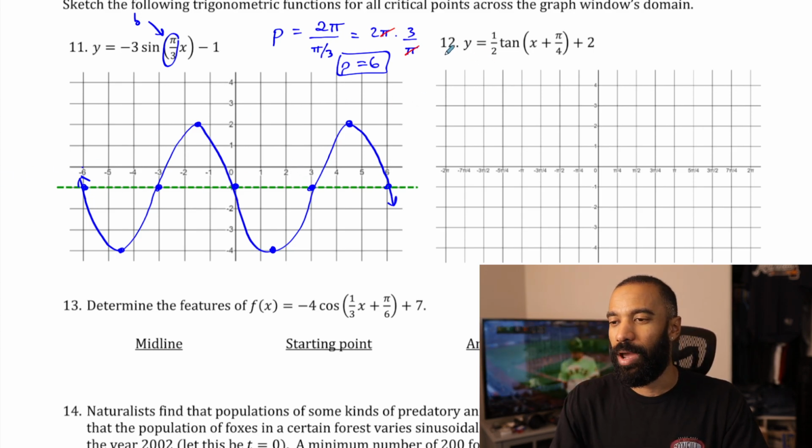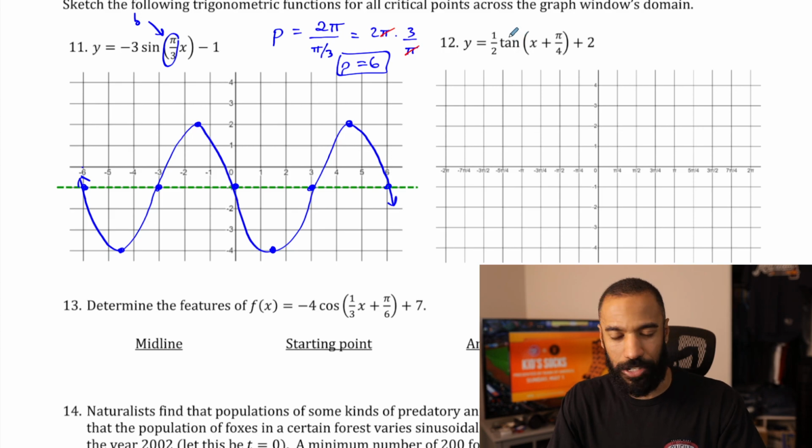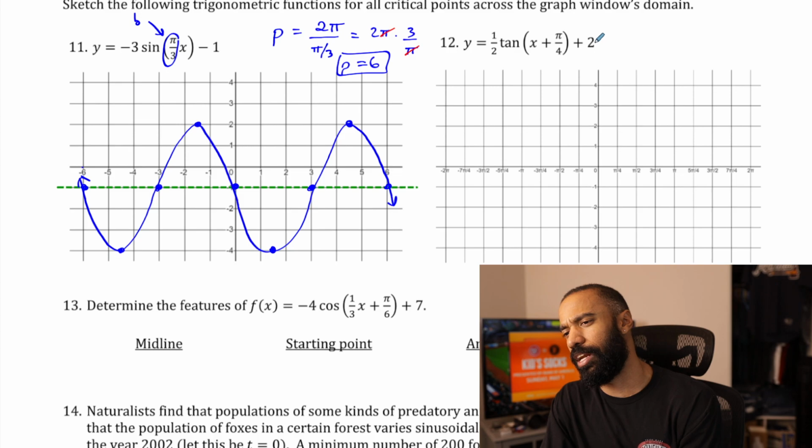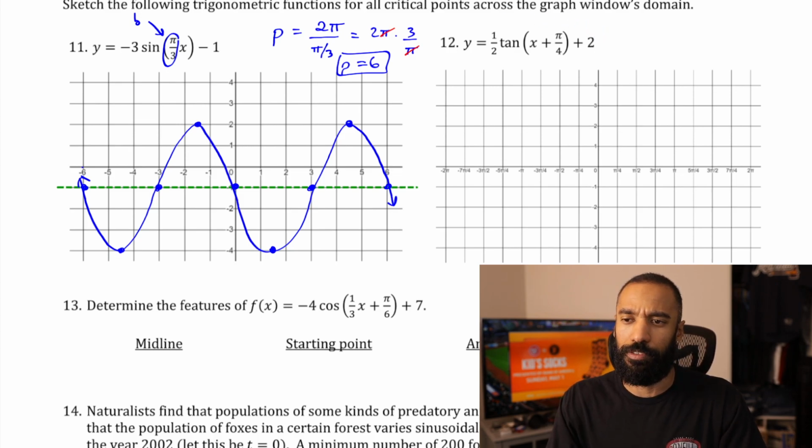I'll take it though. All right, number 12. This is a tangent graph. Tangent has a much different look. It has that waterfall look that I refer to. I still do feature a midline though. It's at y equals 2. Everything's shifted upwards. You can see how the scale's different on this one.